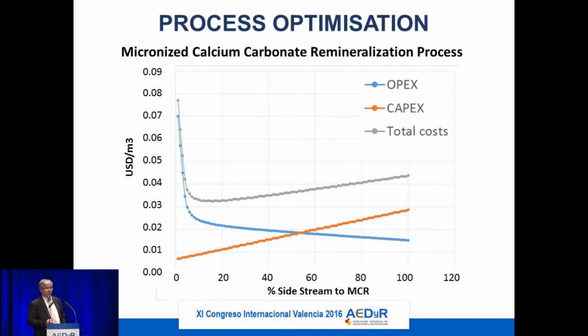Here is also a cost calculation where you can see capex and opex cost. Of course, the bigger the plant gets and the bigger the bypass stream we take, the more we reduce the opex cost, and capex will more or less continually, slightly increase.